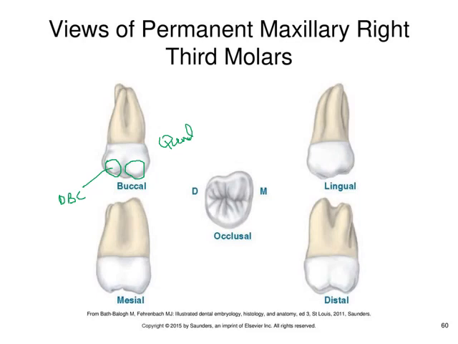It also has three roots like other maxillary molars, and the three roots are in close approximation, or they may be fused together. Here you can see the roots are fused together, and the roots could be partially or completely fused together.